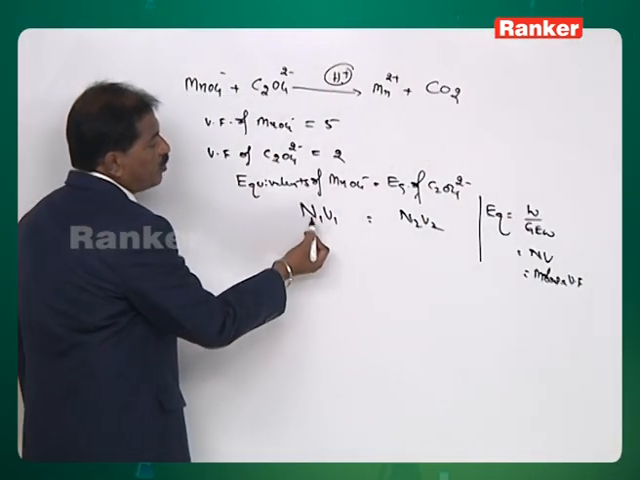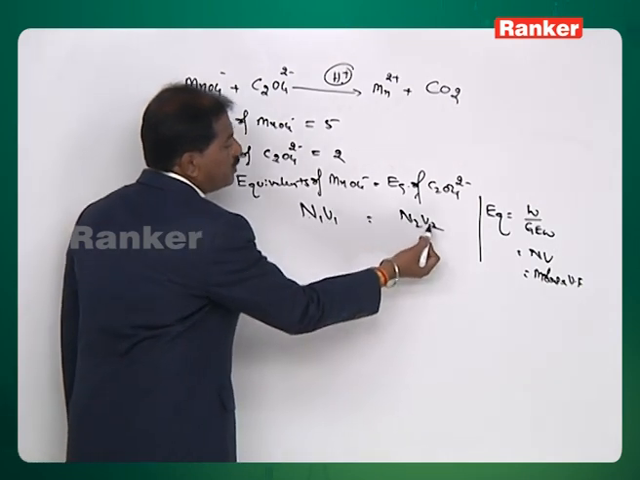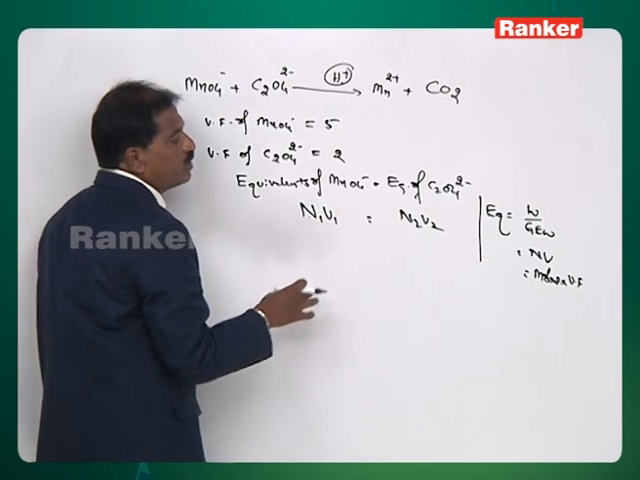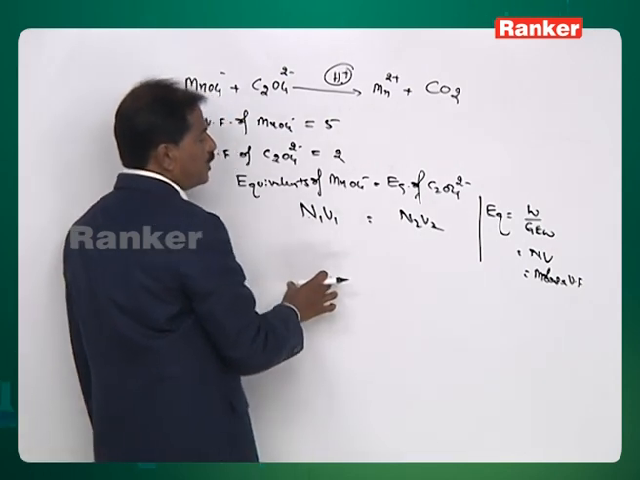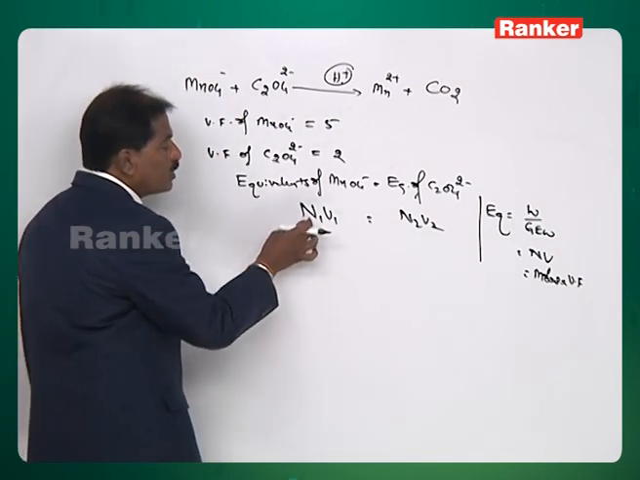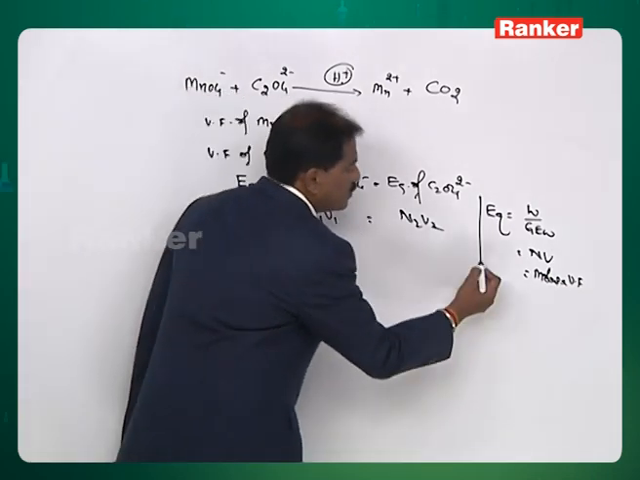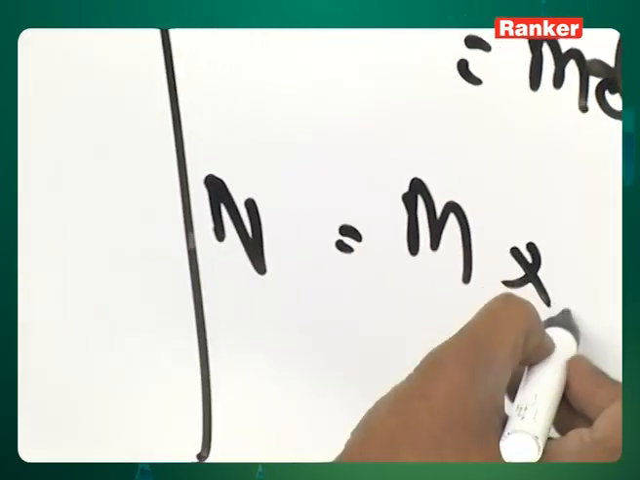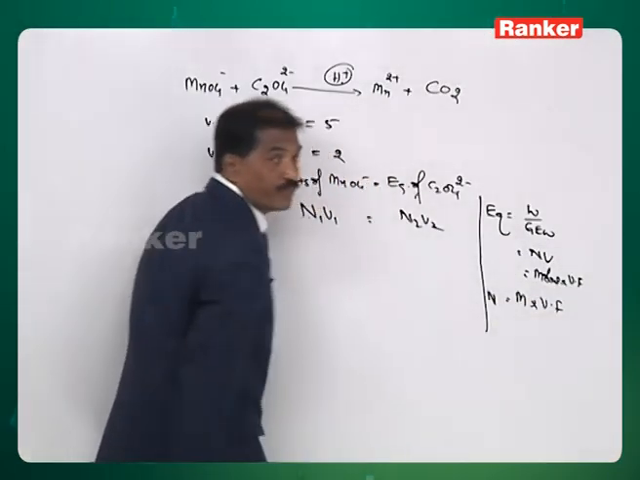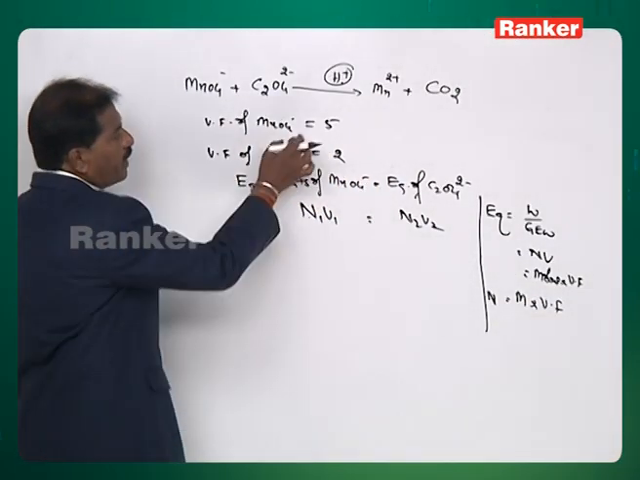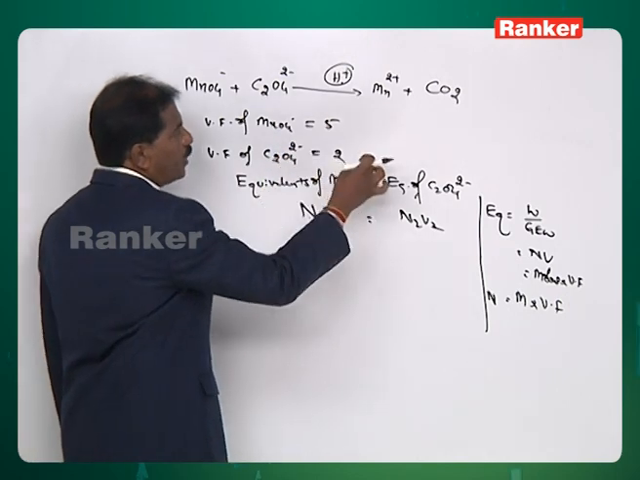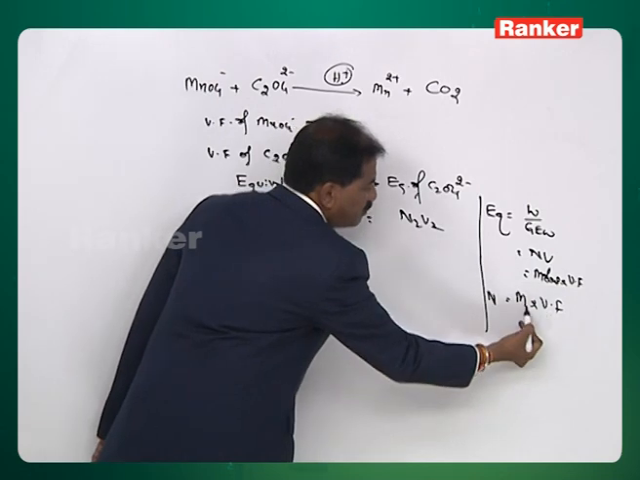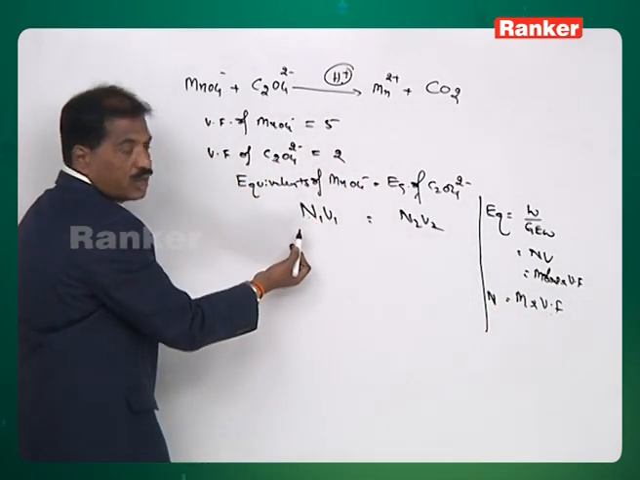Here this is normality, this is volume. So in the numericals, if they give the molarity, you try to convert that molarity into normality by using this relation. Normality is equal to molarity into valency factor. If you remember the valency factor, and if molarity of the reacting species is given, by using valency factor and molarity, we can easily convert into normality.